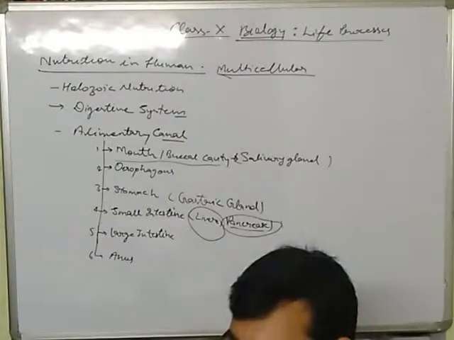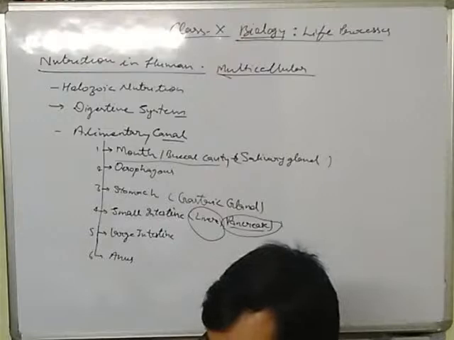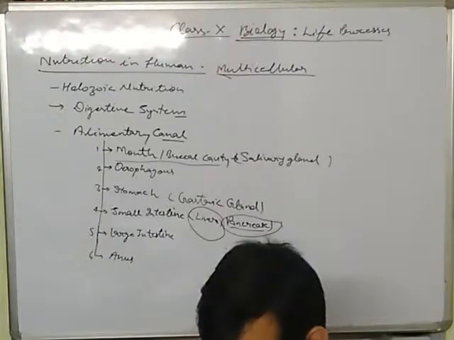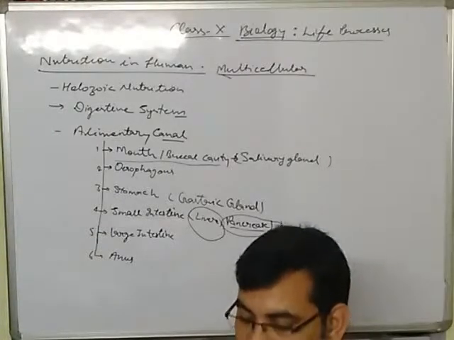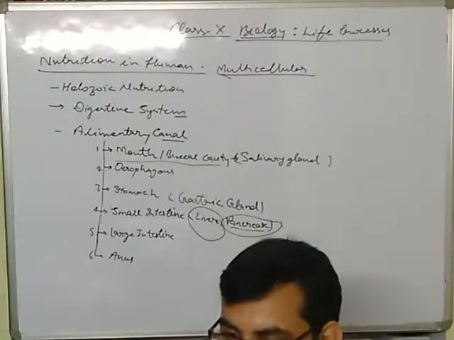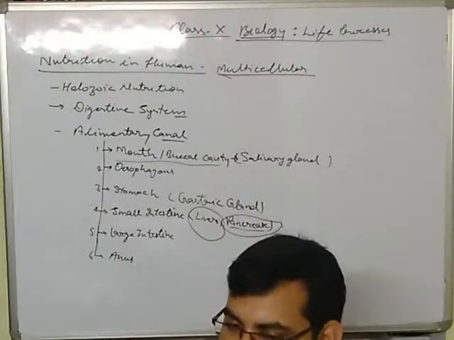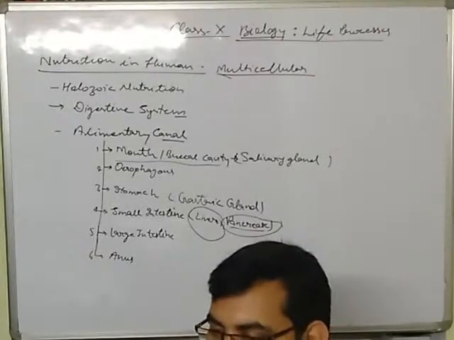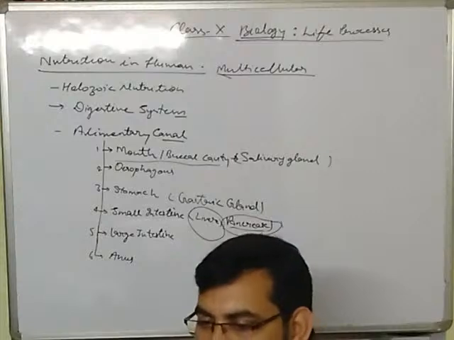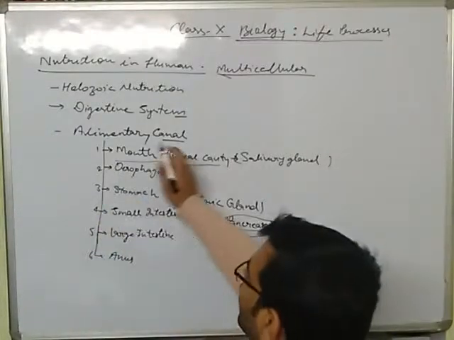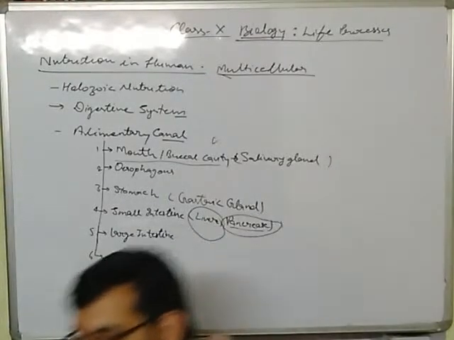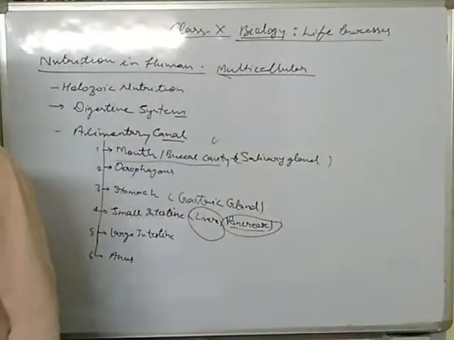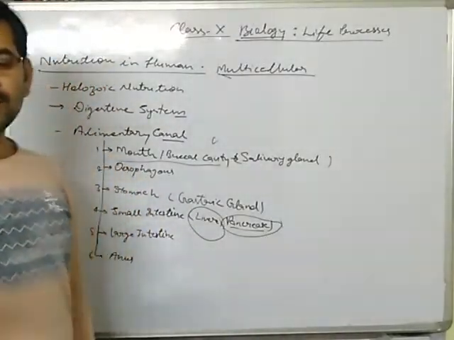Saliva has salivary amylase, and it breaks down the starch present in our food into maltose and dextrins. Dextrins are another kind of carbohydrate. This happens in the buccal cavity. So in this way, in the buccal cavity, digestion of carbohydrate begins for the first time.